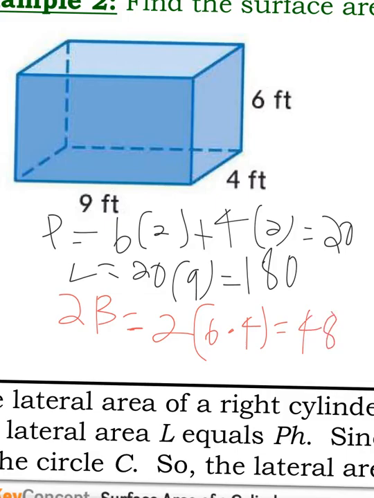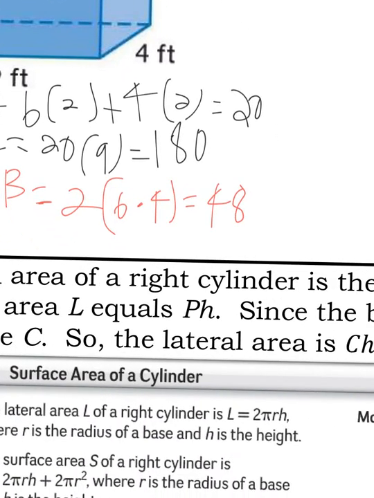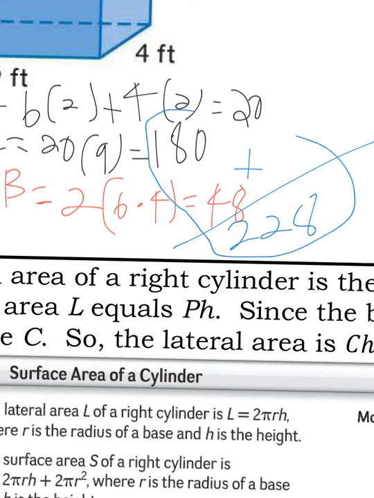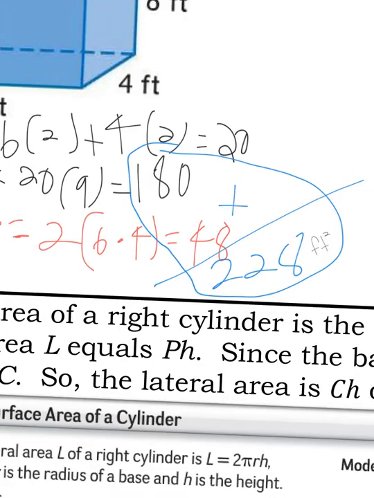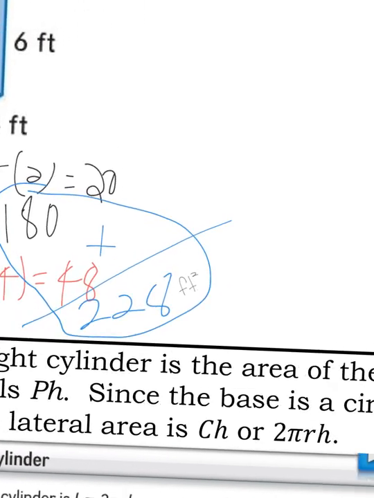So now all I need to do is just add these two together. What's 180 plus 48? I get 228 for my final area, for a surface area. Oh, don't forget your unit, feet squared. Okay, let's move on to the next one.